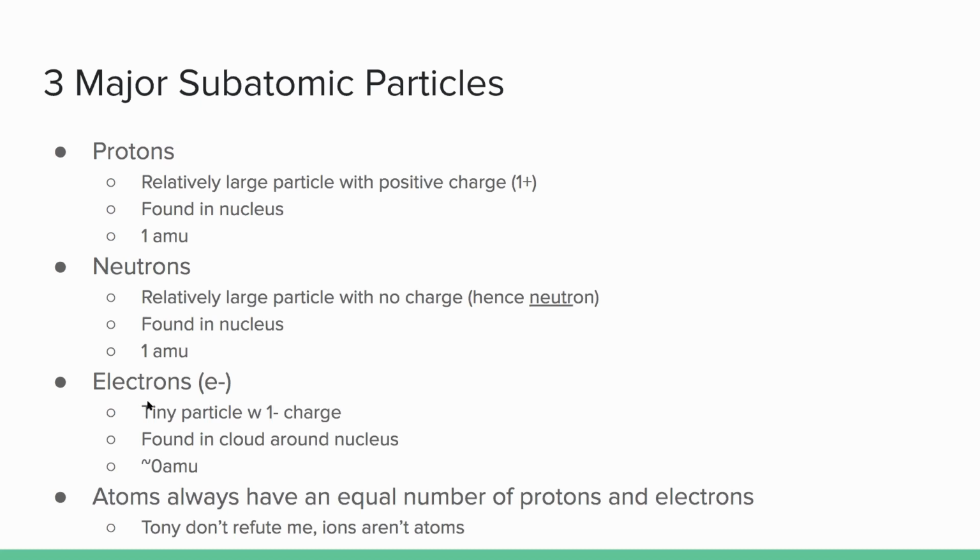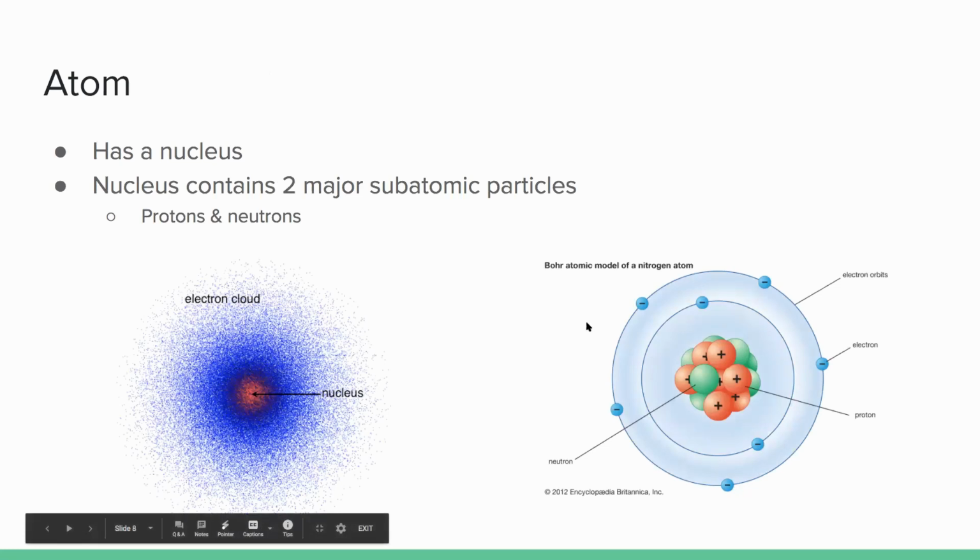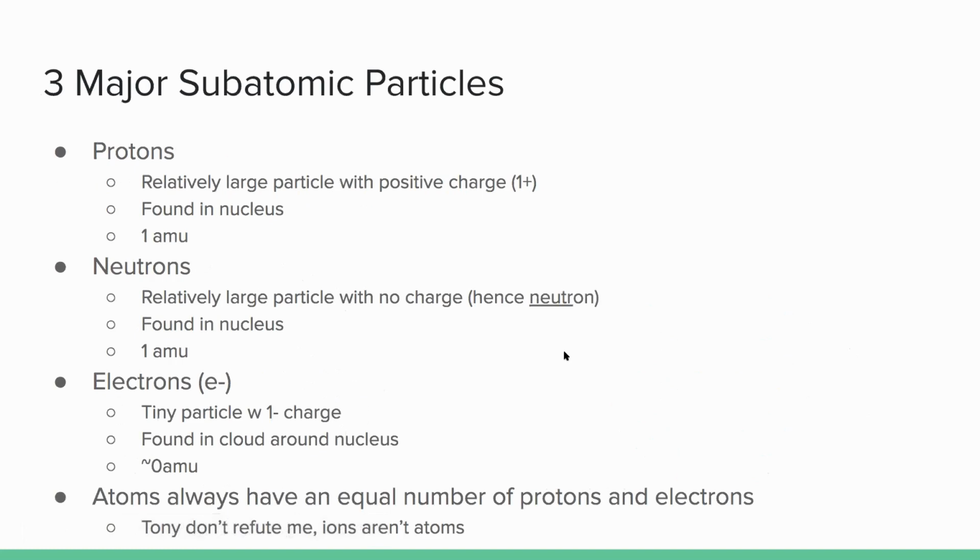Next up, we have the electrons, which are represented by E followed by a negative sign, or this is the symbol of an electron. They are a tiny particle with a -1 charge, and they're found in a cloud around the nucleus, which is the electron cloud. But if you're using the Bohr model, then they're just in levels or shells around the nucleus.